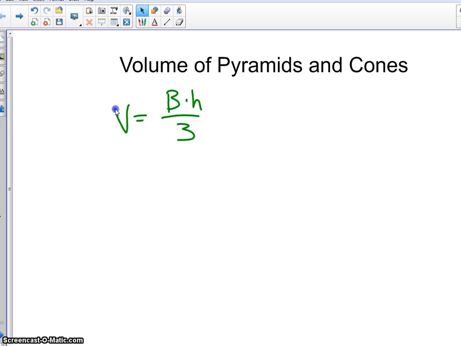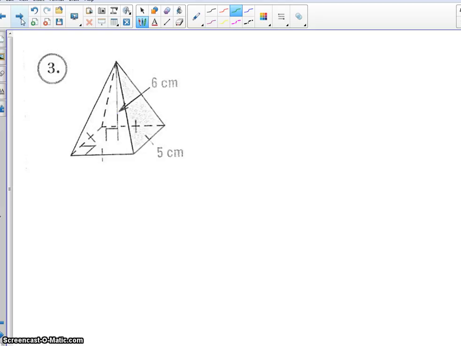So what we're going to look at today is a couple of examples again. Then you'll be working on the sheets that will be distributed to you. What you should have today is 12.5, and on the back page it says volume of pyramids and cones. So this should be problem number 3. If you look at that right now, we're going to find the volume of it.